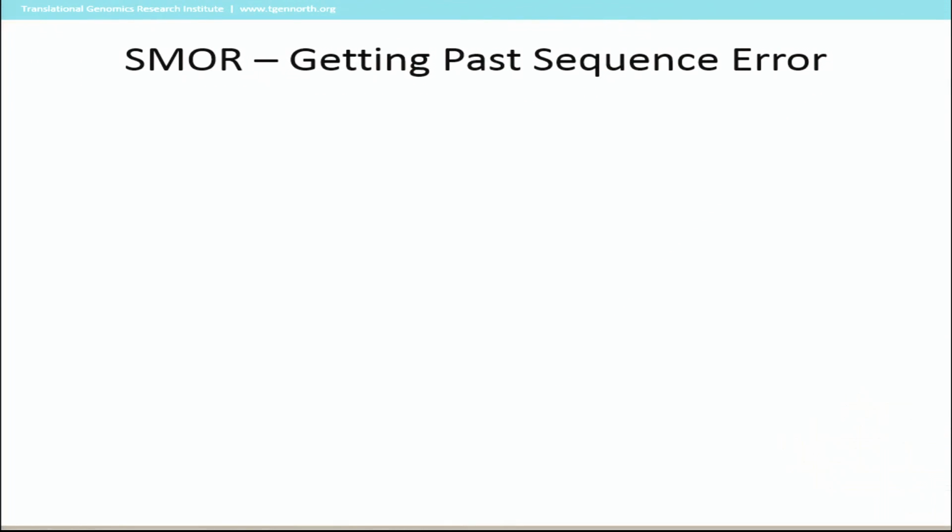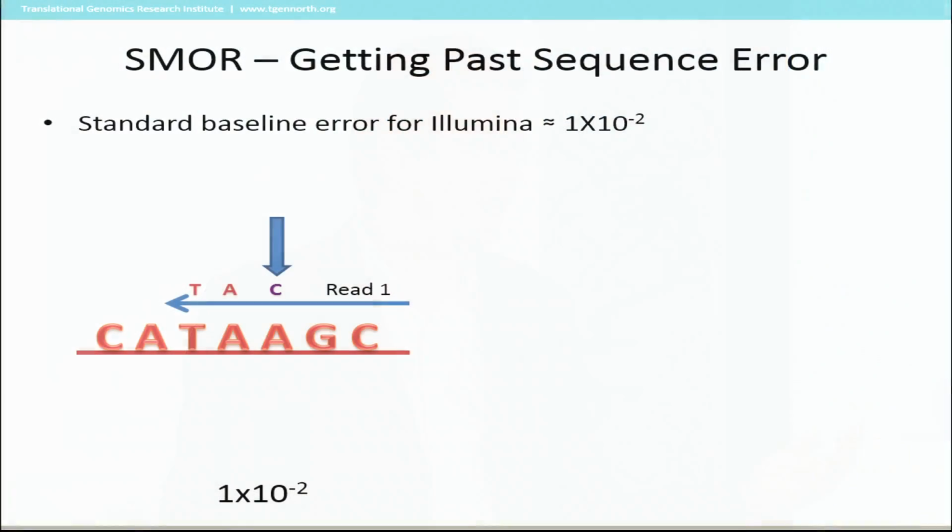Heck yeah, we can sequence the heck out of something, get 10,000 or 100,000X coverage, but if you have 1% sequencing error, you can't trust anything at 1% or lower. So we want to get past that. If we're looking at one read, the average we would see with Illumina would be about 1%. Many locations it's going to be well below 1%. Some locations we see sequencing error well above 1%. So we say about an average of that.